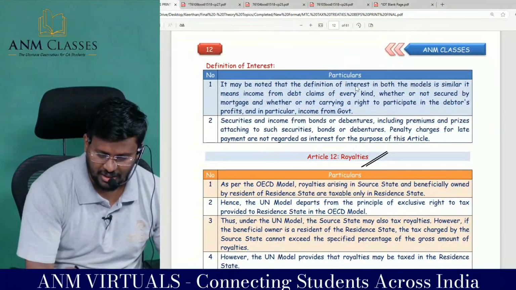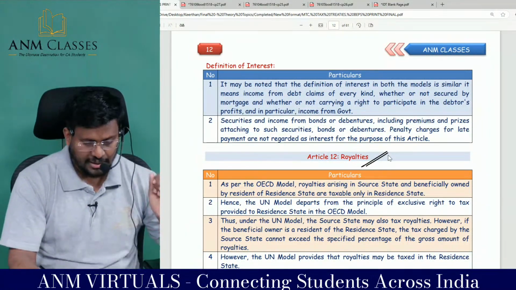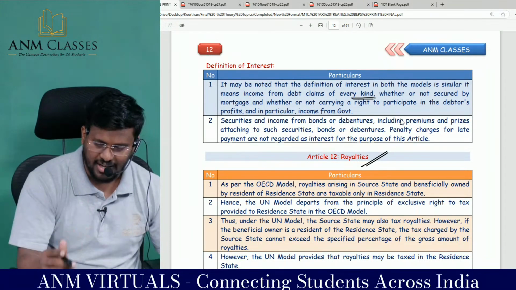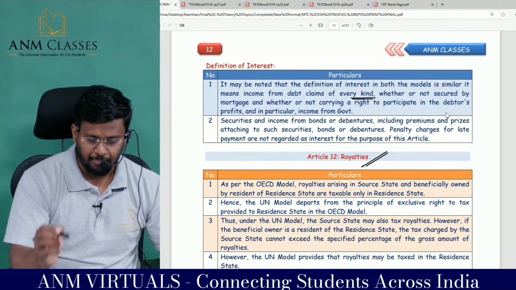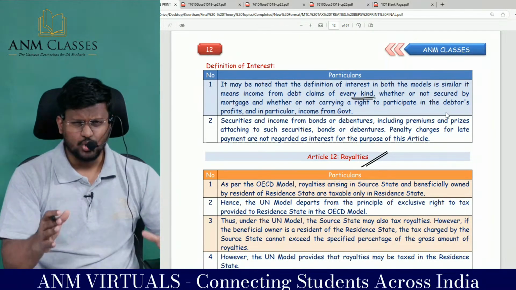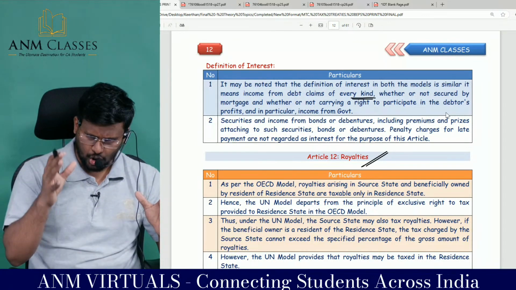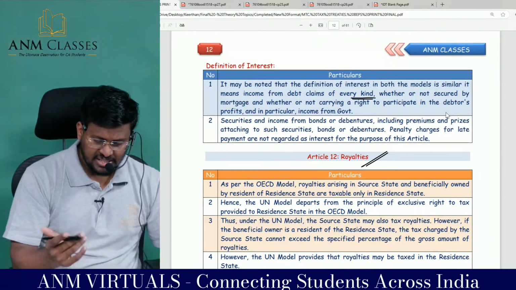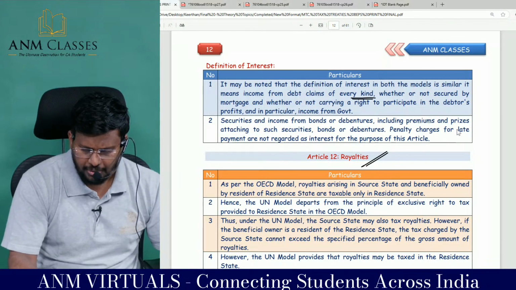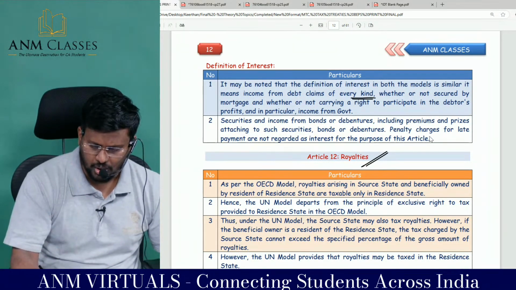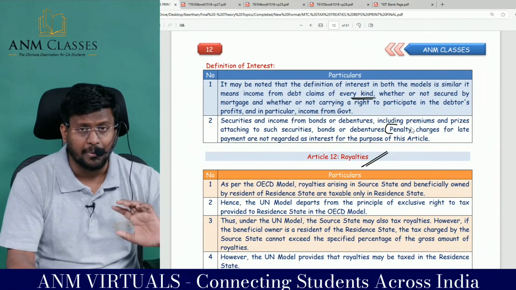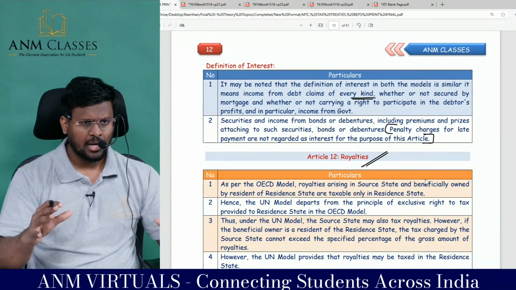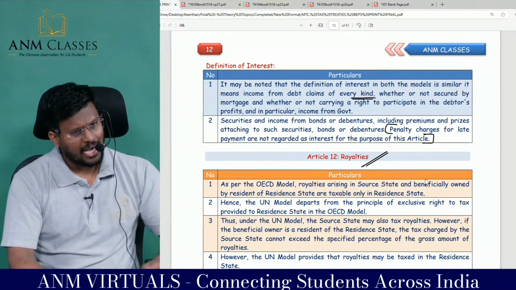Definition of interest. It may be noted that the definition of interest in both models is similar. It means income from debt claims of every kind, whether or not secured by mortgage, and whether or not carrying a right to participate in the debtor's profits, and in particular income from government securities and income from bonds or debentures, including premium and prizes attaching to such securities, bonds or debentures. Penalty charges for late payment are not regarded as interest for the purpose of this article. So the definition of interest under both the OECD model and the UN model is one and the same.